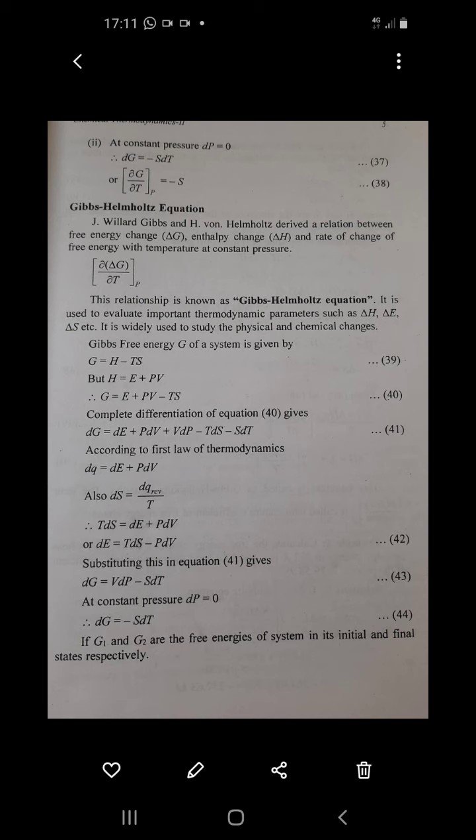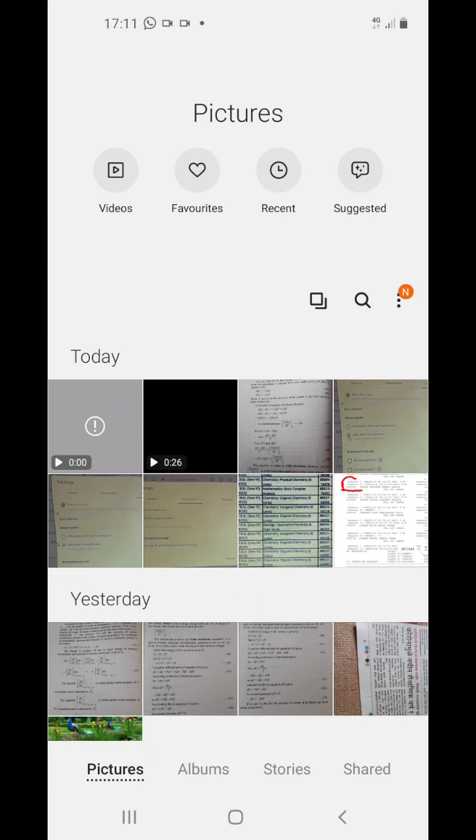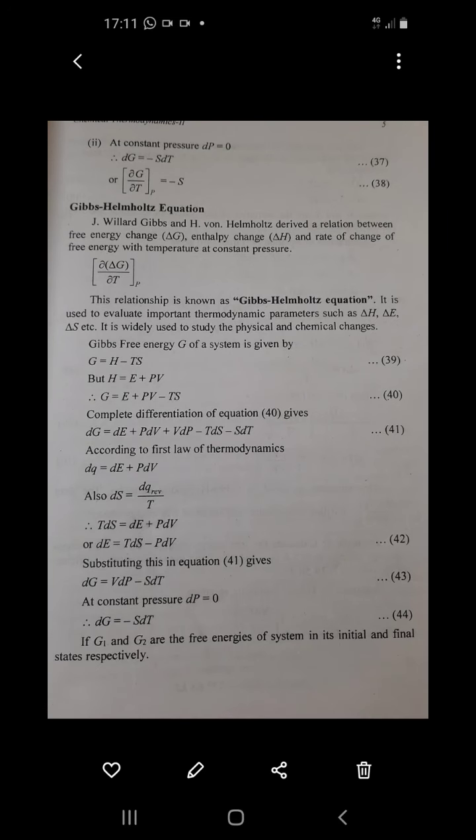Here we want to evaluate important thermodynamic parameters, that is delta H, delta E, delta S. These three terms we want to evaluate together. This change in enthalpy, change in internal energy and change in entropy are widely used to study physical and chemical changes. To understand how they are related to one another, this can be given by the following equation.